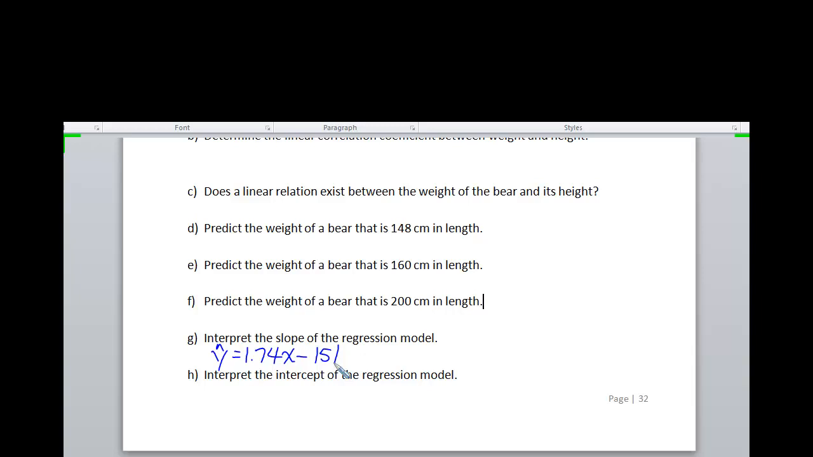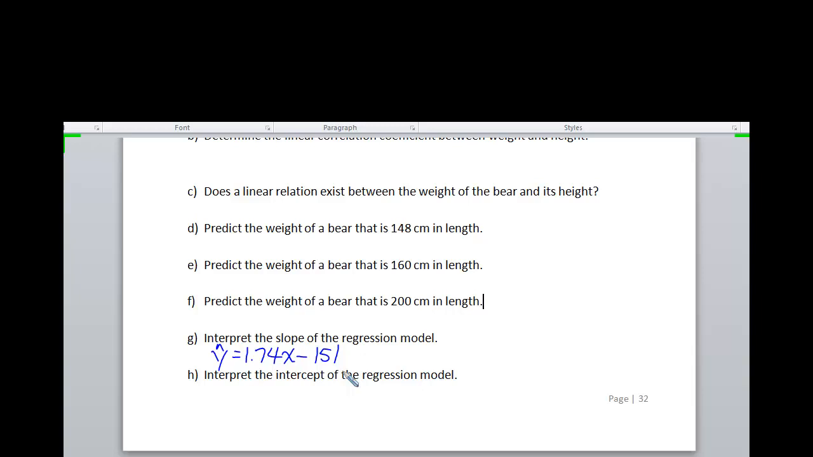All right? When it comes to interpreting the intercept, in algebra, we find the intercept when x is equal to 0. All right? In this case, x represents length. And so if we went on and made the interpretation, we can see that the value of the intercept is negative 151. If we made the interpretation, we would say that when the length is 0, the weight of the bear is going to be negative 151 kilograms.